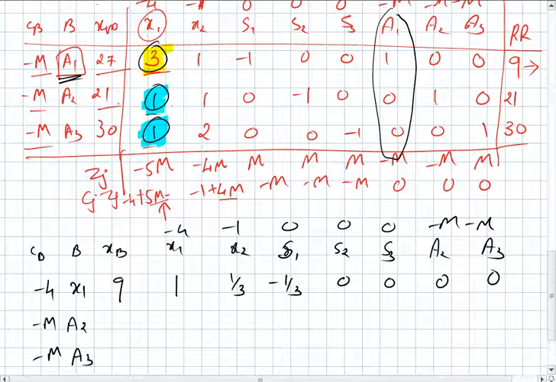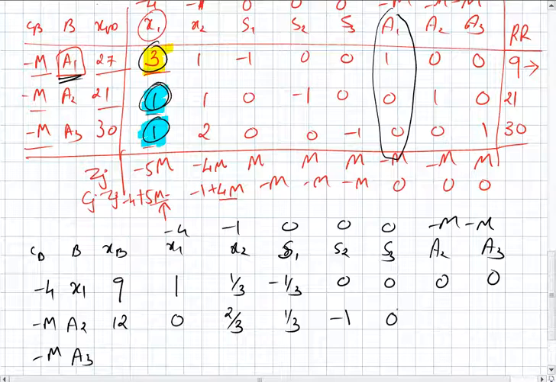So the basis, to make this entry 0, we will subtract from this row. So 21 minus 9, it is 12. Here it will be 0. Here it will be 2 by 3, because 0 minus 1 by 3. So it is minus 1 by 3. 1 minus 1 by 3. So here it is 2 by 3. Here 1 by 3. And then here it is -1. Here it is 0. This is not calculated. So here it will be 1. And here it will be 0.